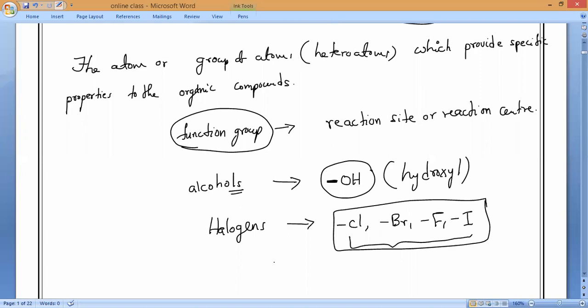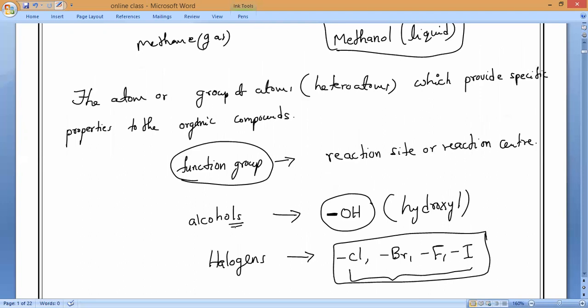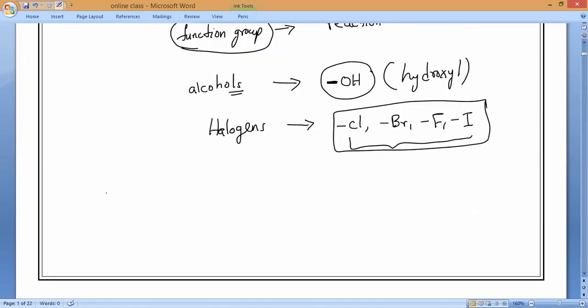So this is what we call functional group. Functional group is an atom or group of atoms which will provide the specific chemical properties to the compound. That is only called as functional group.